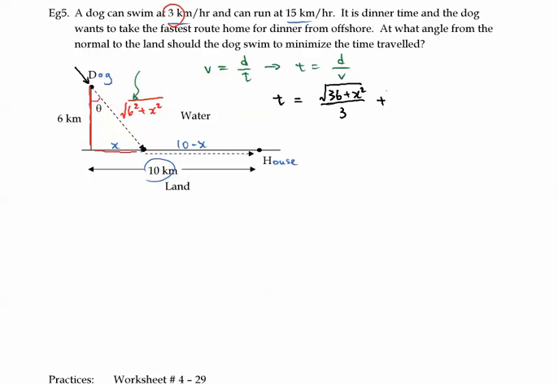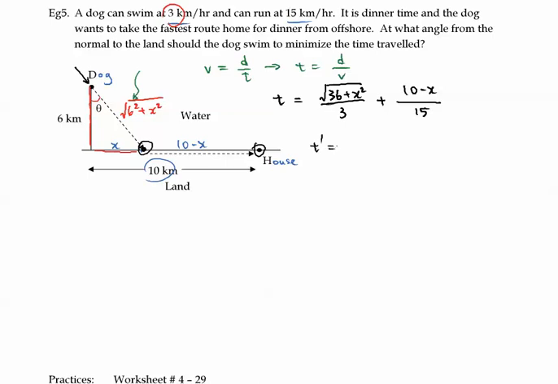Second leg, it is the distance from one point to another. The distance that requires to run from one point to another is 10 minus x. And this dog can run at 15 km per hour. We are going to differentiate this function with respect to x. So here, differentiate this.